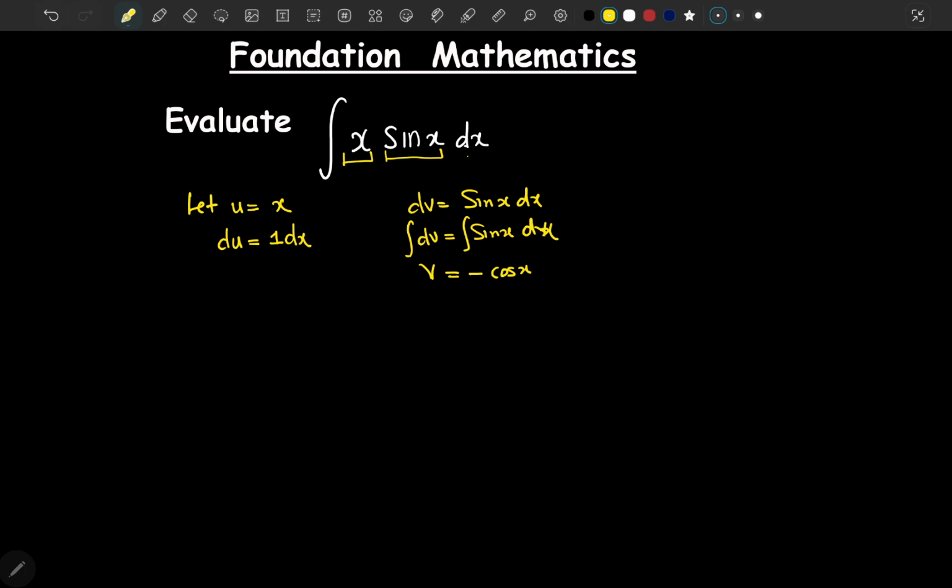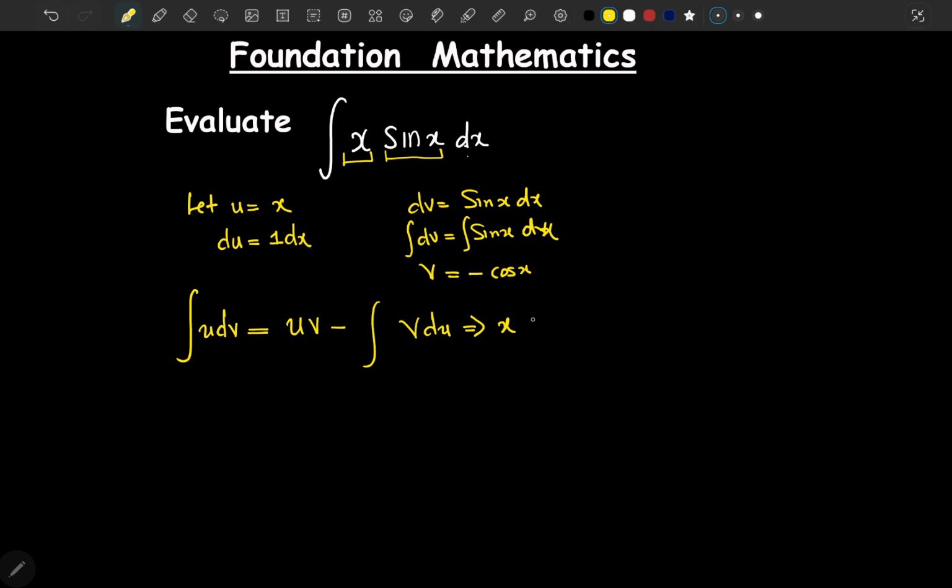Now you use the integration by parts formula. The integral of u dv is equal to uv minus the integral of v du. So this part retains the actual function, which is x sine x dx. So we can just proceed where it says u. Our u is x.